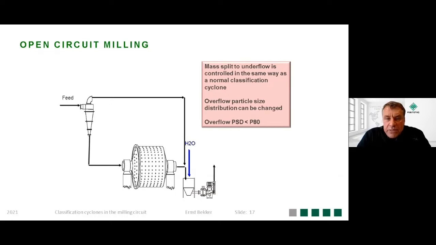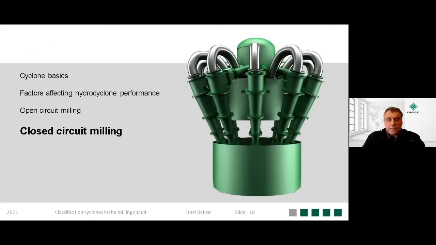Water is sometimes added in the mill discharge sump before moving on to the next process. If those type of installations do exist in your process, the recommendation is to consider moving the water to the feed of the cyclone, because you do not disturb the water balance, but you help to reduce the feed density to the cyclone and thereby optimize the classification efficiency of the cyclone in an open circuit milling application. That's all on open circuit.